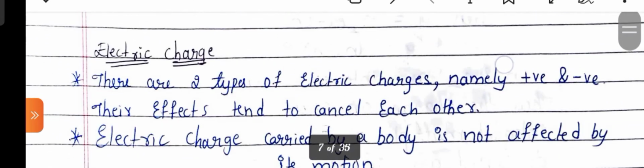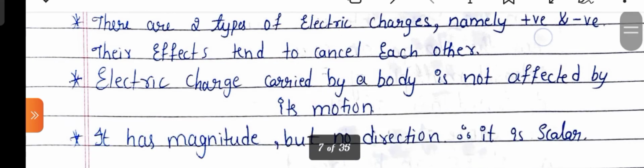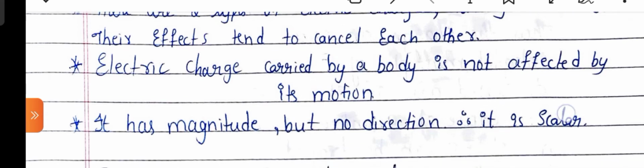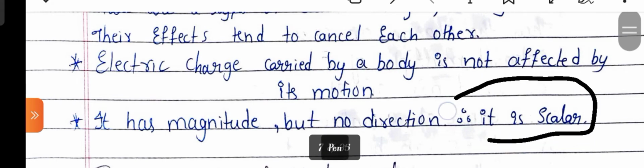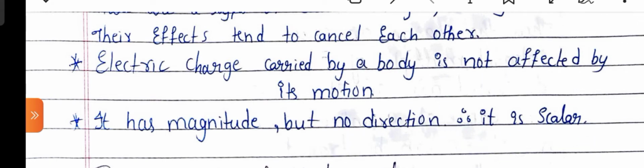Okay, so the next one is electric charges. As we have seen, there are two types of electric charge, positive and negative, and these effects tend to cancel out each other, and the charge carried by a body does not affect its motion. Electric charges have only magnitude, but they don't have direction. Therefore, electric charge is a scalar quantity. It is an important one.